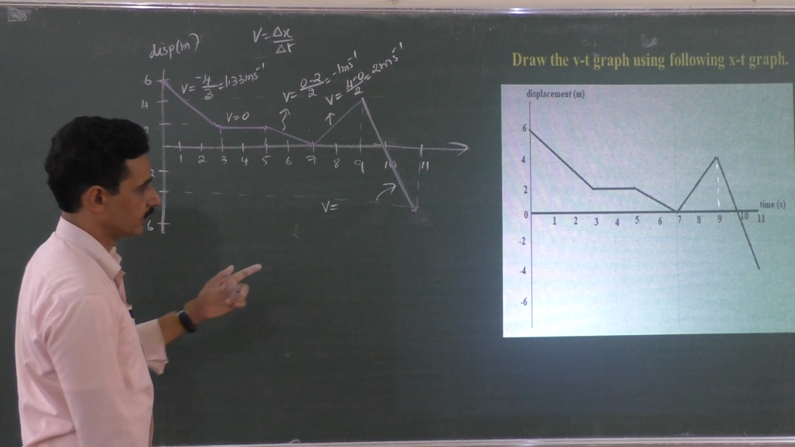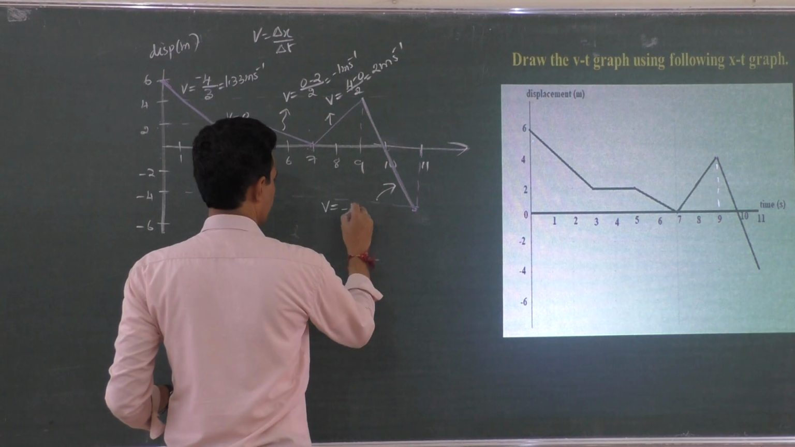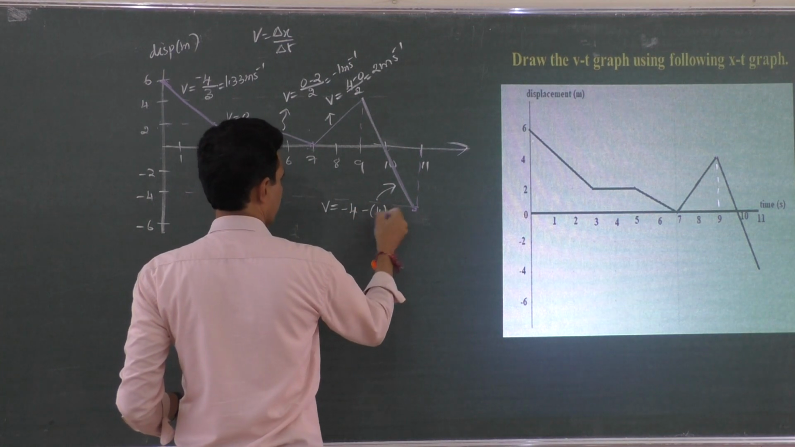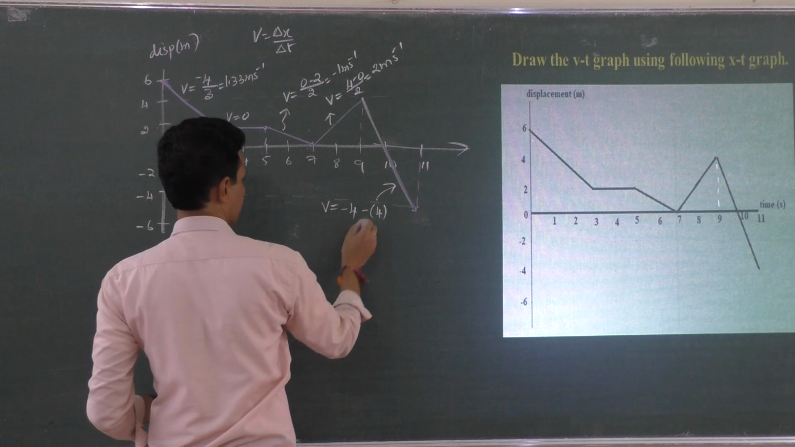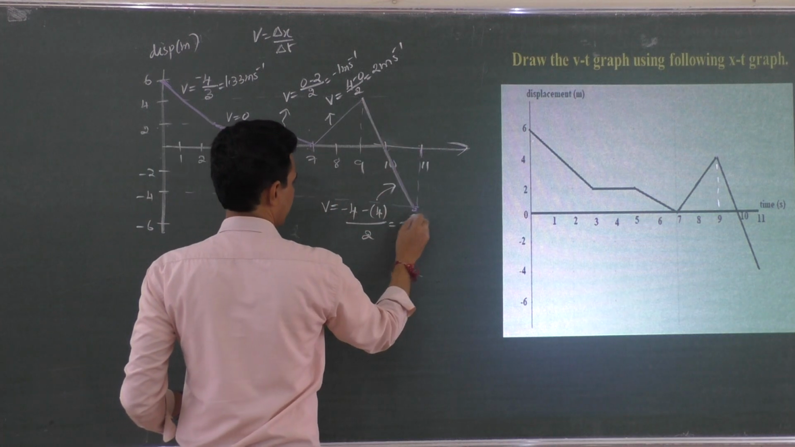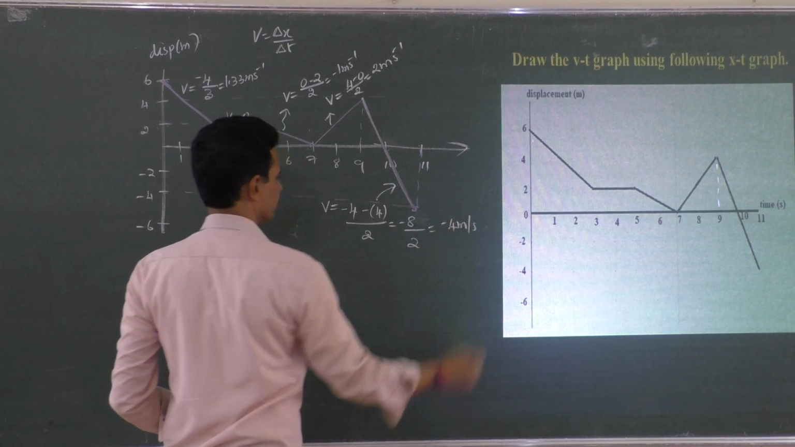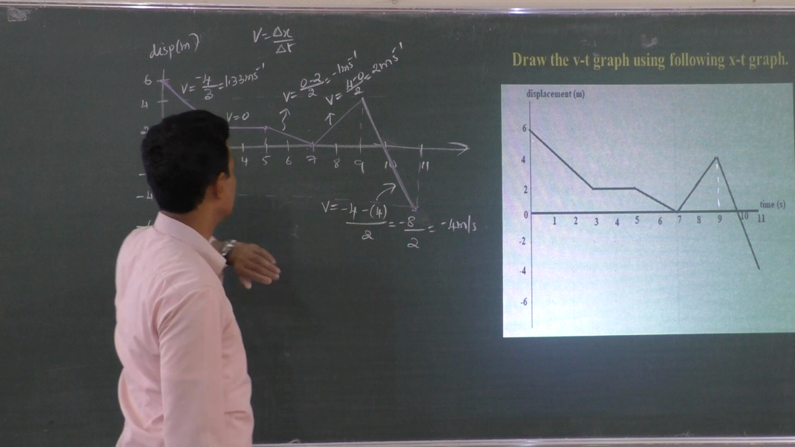Plus 4 to minus 4, isn't it? Plus 4 to minus 4, yes. Minus 4 final, minus of plus 4, so minus 4 minus plus 4 divided by the time taken, which is 2 seconds. Minus 8 divided by 2, minus 4 meter per second. That is the velocity.